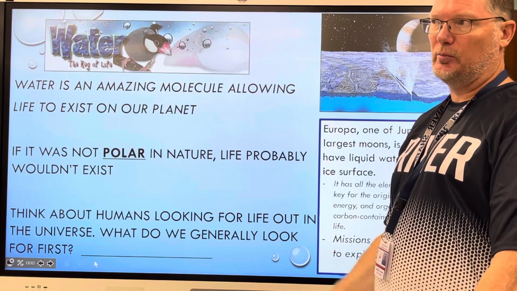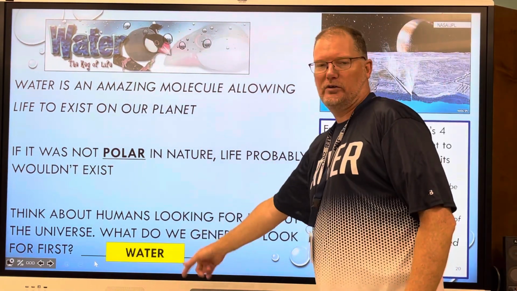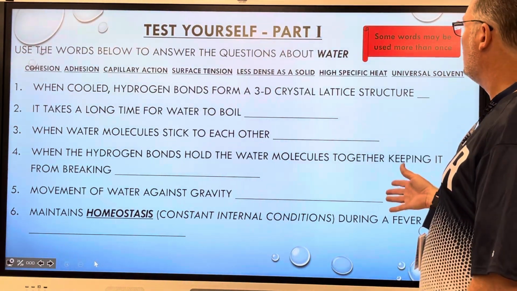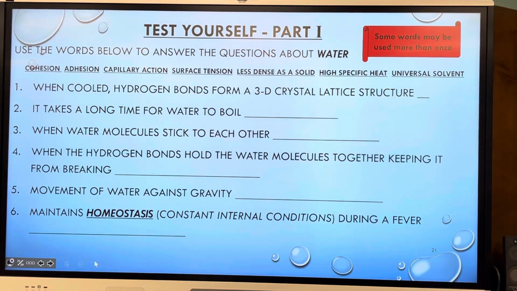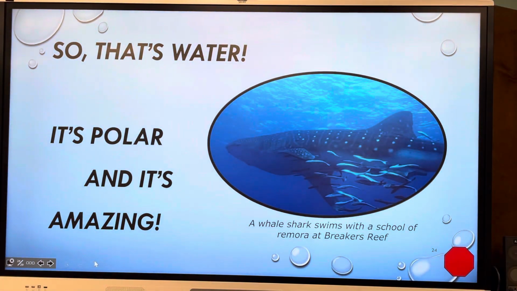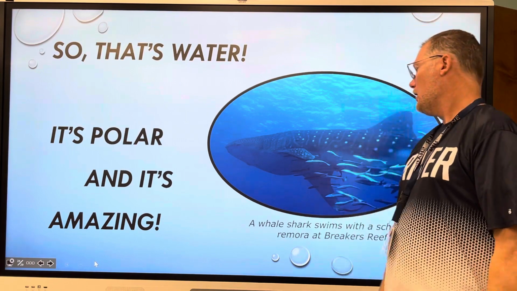That would change a lot of people's minds about science, you know. Oh, yeah, water, that was the answer there. Hopefully you wrote that down already. All right. So you're gonna do a test yourself, either right after this or for homework, okay? We're not gonna divulge these answers right here. This is the third slide of it, part 2. Okay, so we're gonna stop here. So that's water, it's polar, and it's amazing.